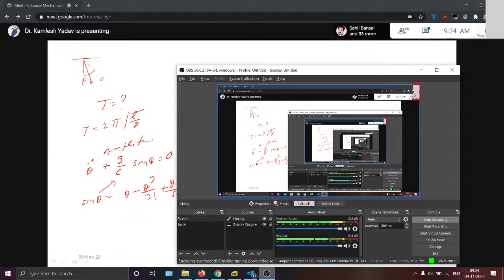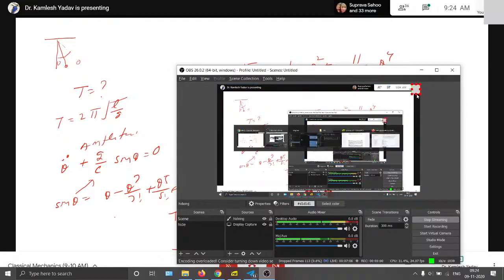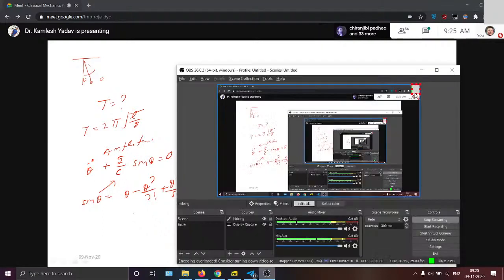It goes on increasing. Okay, therefore with the increase in amplitude, the time period will be more. The larger the angle, the more the energy and speed, and the more the time period if the angle of oscillation is not small. In that case the time period will be amplitude dependent. And if theta is very small, then the time period will be independent of amplitude, and that is known as isochronous.